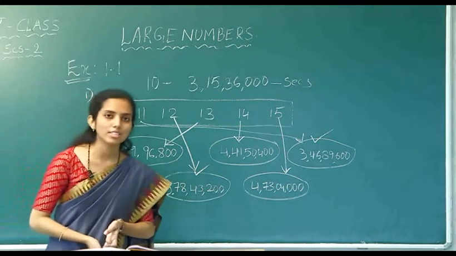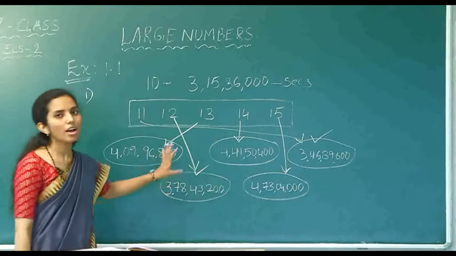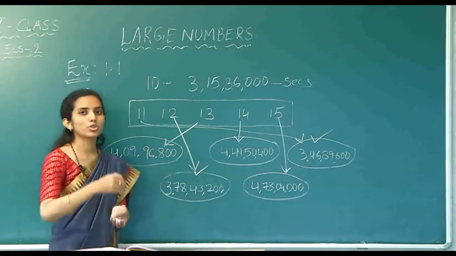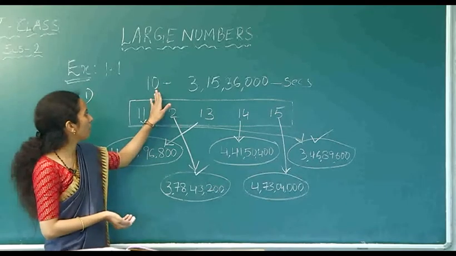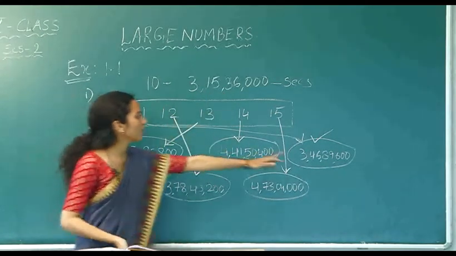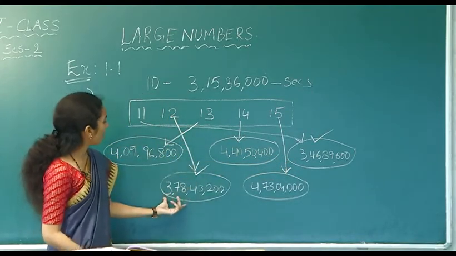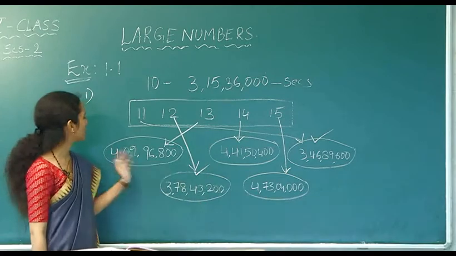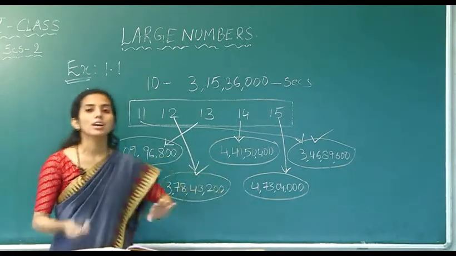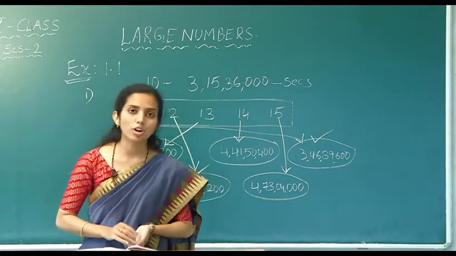So what do we understand? It is nothing but arranging these numbers in the ascending order. Ascending order is from lowest to highest. So if a 10-year boy lives this many seconds, the 11-year boy lives this many seconds, and the 12-year boy lives for 3 crores 78 lakhs minutes, and so on. So this question is nothing but arranging the numbers in ascending order. That is what I told you.